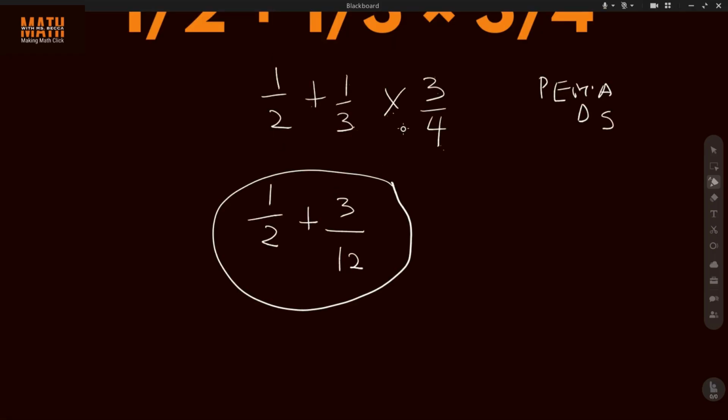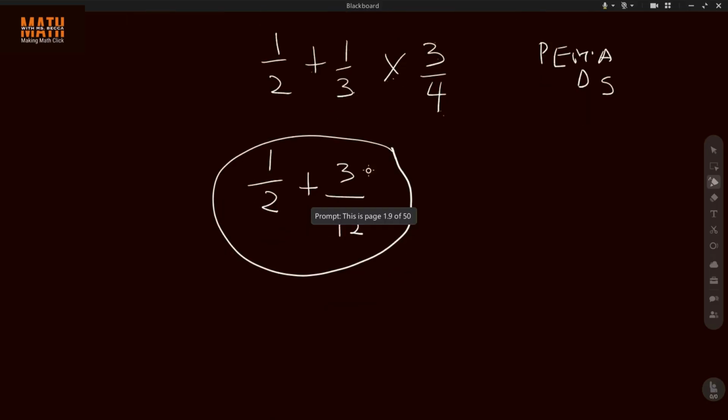Another way you can multiply this is by saying 1 over 3 times 3 over 4. Since we have a common number in the numerator and the denominator and we are multiplying, 3 will cancel 3. So this will give 1 over 4. And if this gives 1 over 4, then we can add it to 1 over 2. That way, we have simplified it, and it will be easier to add than not simplifying it.